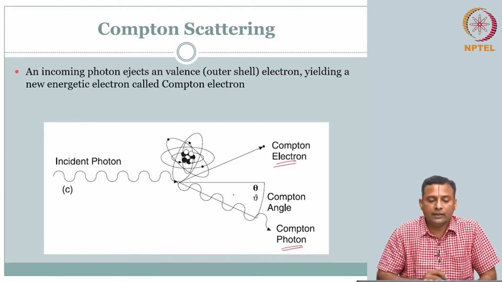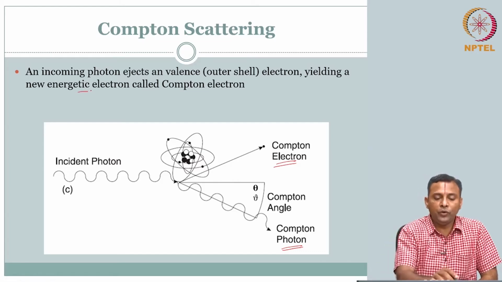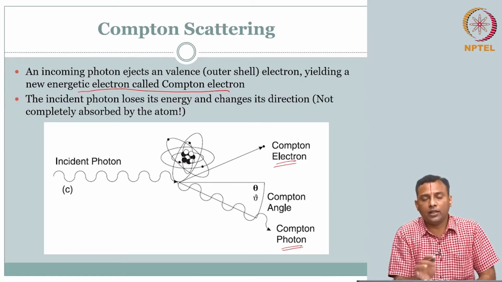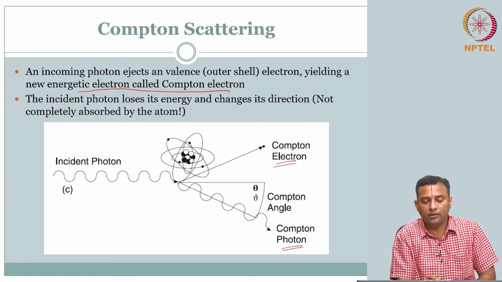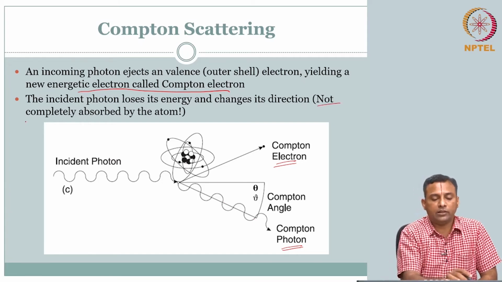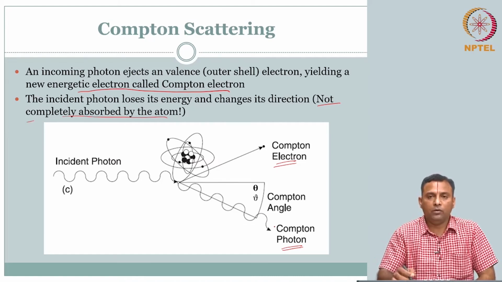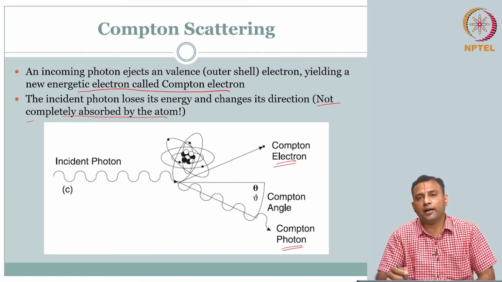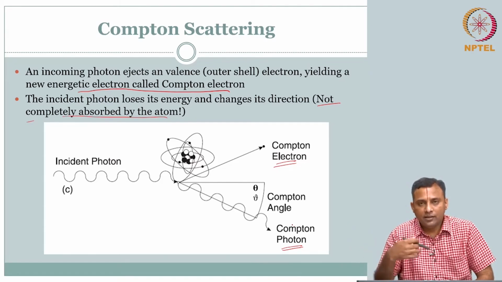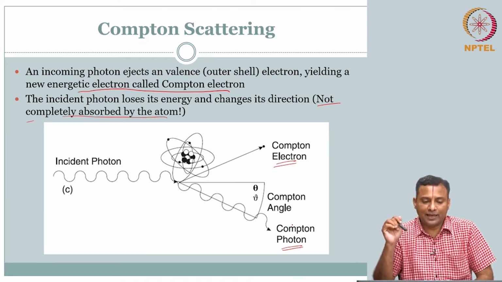So, Compton scattering is when an incoming photon ejects a valence or outer shell electron, yielding a new energetic electron called the Compton electron, and the incident photon is not completely absorbed by the atom. The incident photon with reduced energy changes direction. This is the key: it is not completely absorbed by the atom, and so it can essentially go on from here. If the Compton photon has enough energy, it can do the photoelectric effect. It's just that after this it proceeds. Clear? So, that is for your Compton scattering.